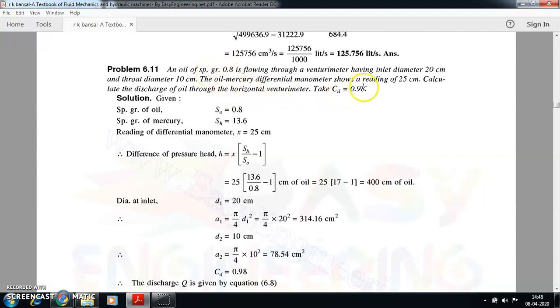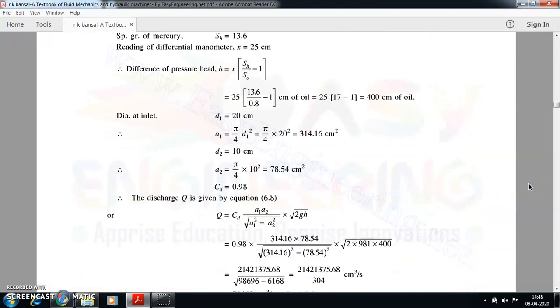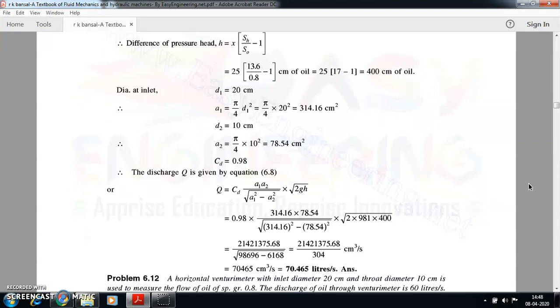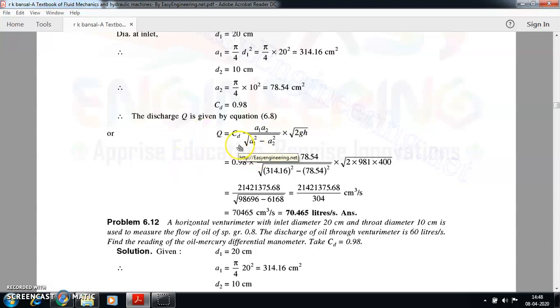So mercury is heavier than the flowing liquid. The reading is given to us as 25 centimeter, small x is given, so directly small h can be found, the difference of pressure head, x into (S_h divided by S_o minus 1). Everything is given, so just substitute, you will get the answer. Now d1 is known, A1 you can find, d2 is known, A2 you can find, Cd value is also given to you, so Q will be equal to the same old equation, Cd into A1 A2 divided by root of A1 square minus A2 square into root of 2gh. Everything you know, do the proper substitution.